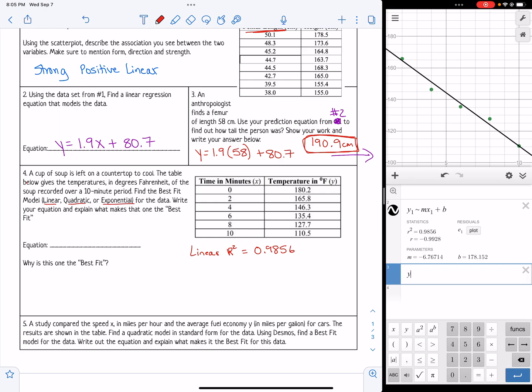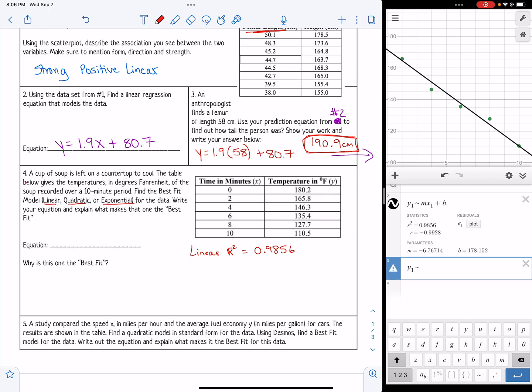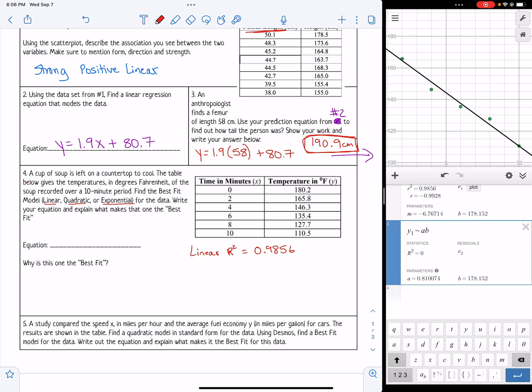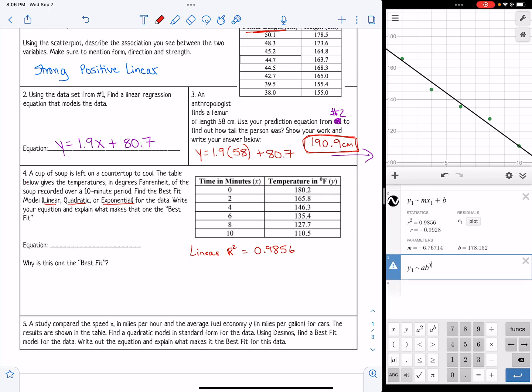So let's start typing. Exponential would be y sub 1 is approximately ab to the x sub 1. So let's write that down. Exponential, I'm going to use a different color. Exponential R squared equals 0.9899.